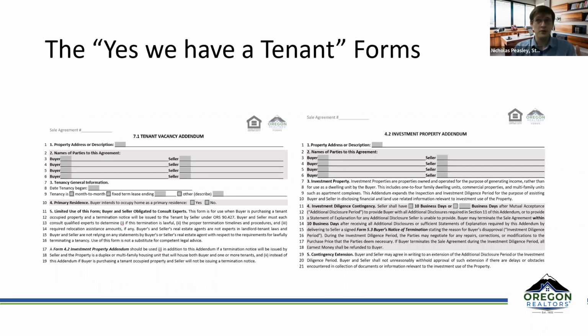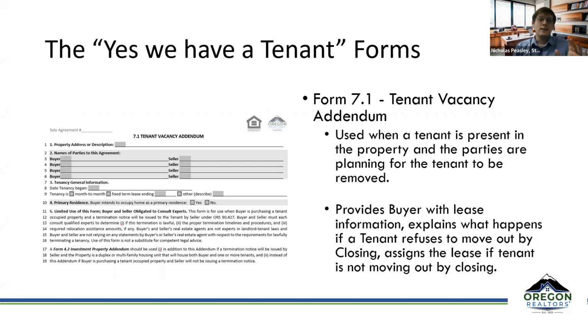This is what we're talking about. Form 7.1, vacancy addendum. Form 4.2, the investment property addendum. 7.1 is the vacancy addendum. It's used when the tenant is present in the property and the parties are planning for the tenant to be removed at some point after the closing day so that you're going to have the tenant out. This is not necessarily the tenant is out by closing. That's what the vacancy addendum is.